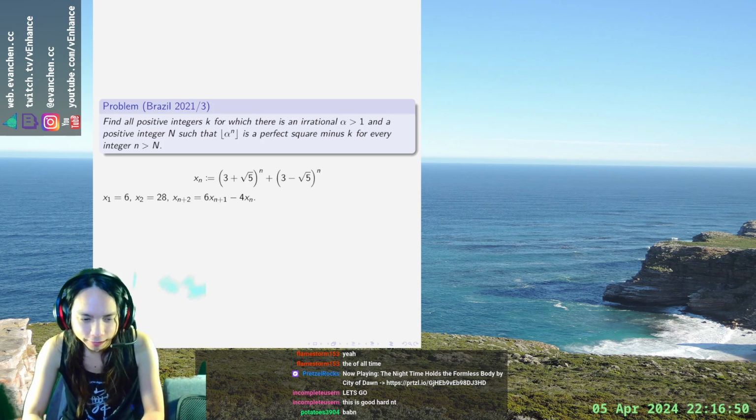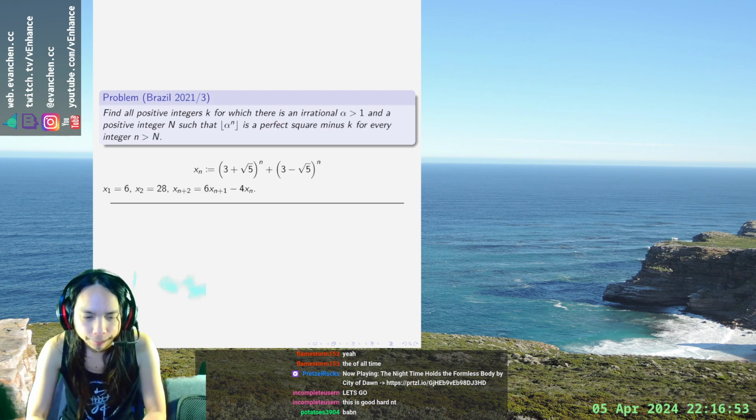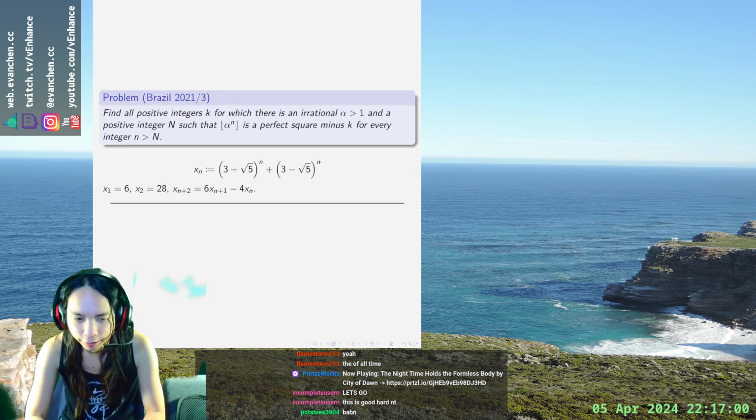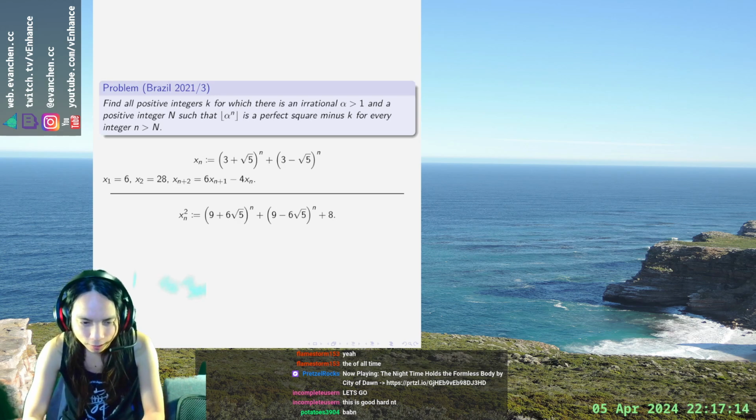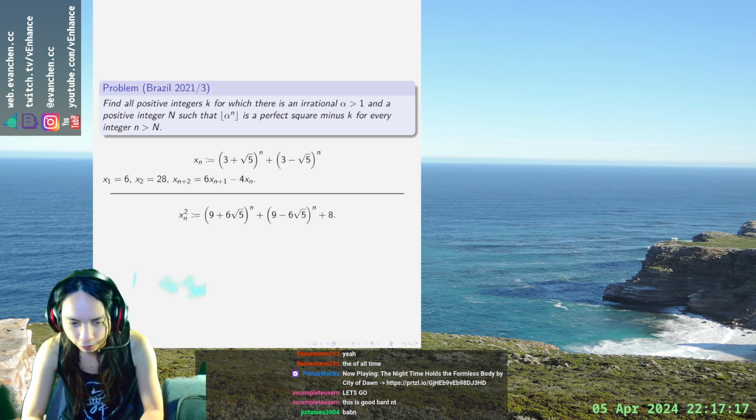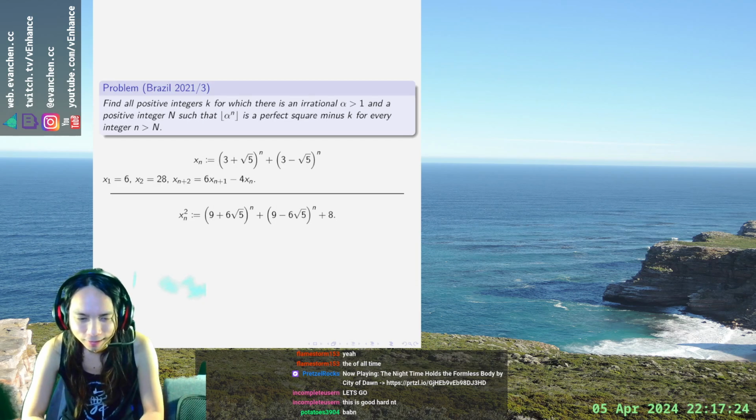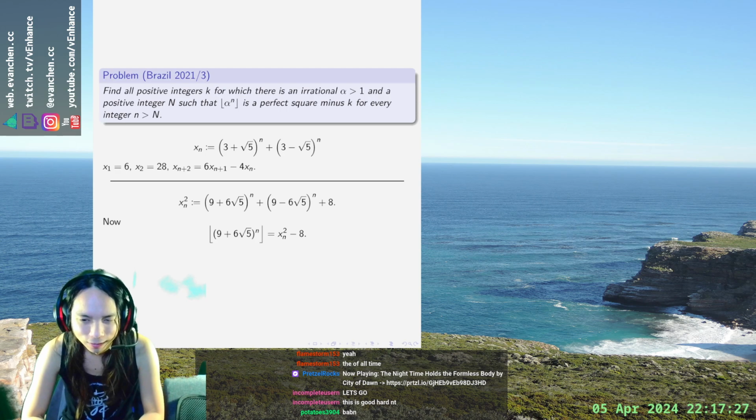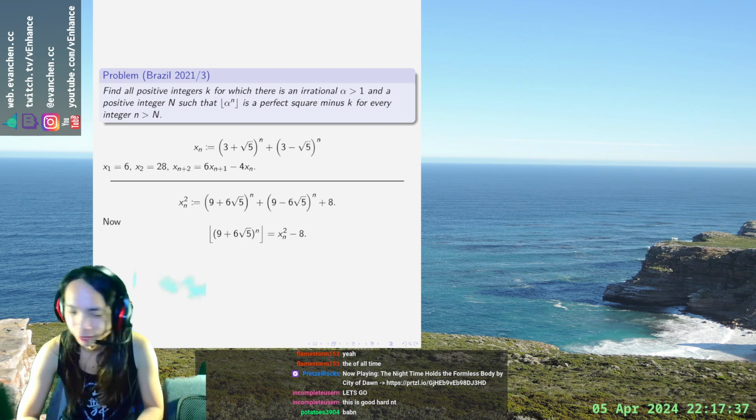Let's consider xn squared. I'm not even going to define a name for it. So this one is 9 plus 6 root 5, and this is 9 minus 6 root 5. And so now we have our first prototype. 9 plus 6 root 5 to the n for all sufficiently large n will be like xn squared minus 8. And this is just true. Which is terrifying, because I just made up stuff and I got a construction for k equals 8.